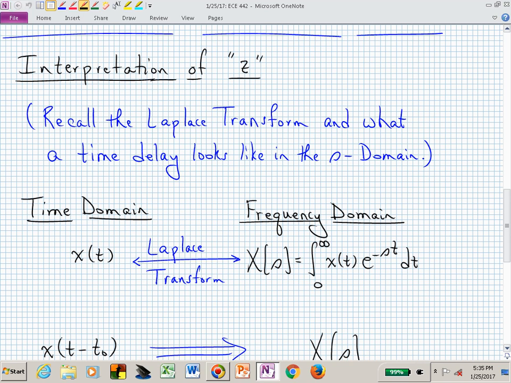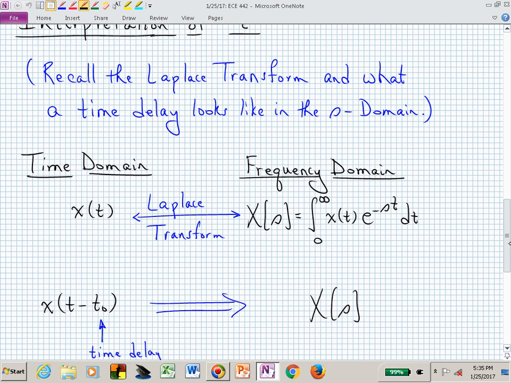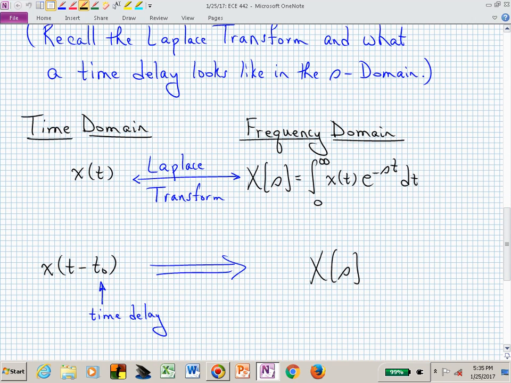If we now consider delaying that little x of t in the time domain, what does its Laplace transform look like? I'm suggesting that it looks like the original, capital X of s, with a slight modification. If you now, in the definition for the Laplace transform, replaced little t with t minus t naught everywhere in the argument of that integral, what's going to happen to that expression?